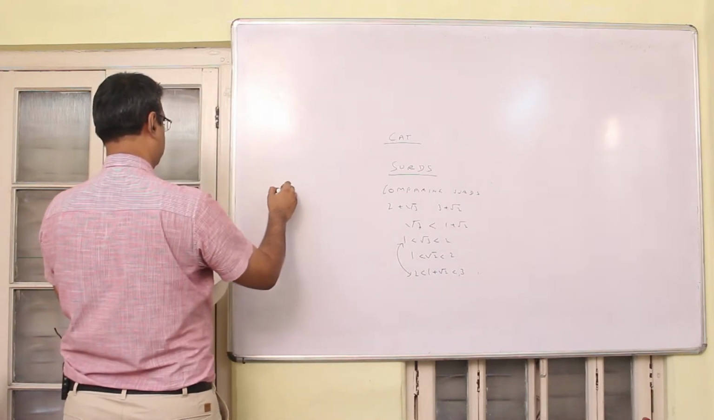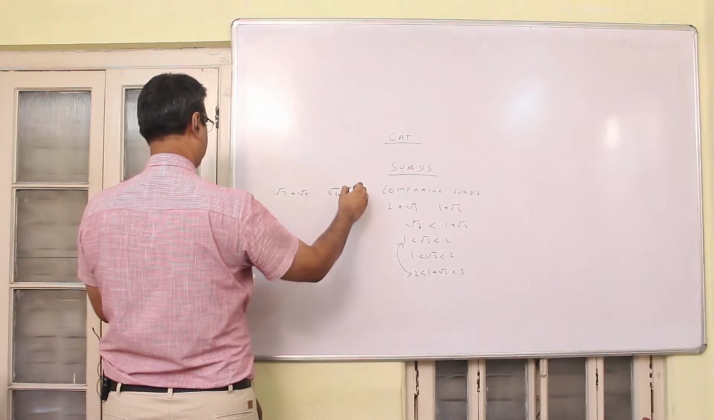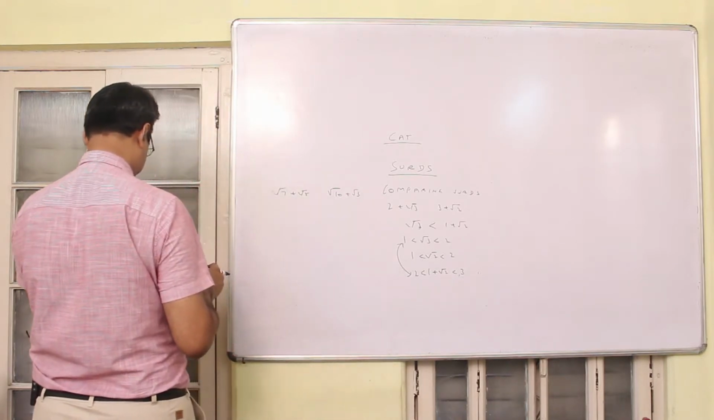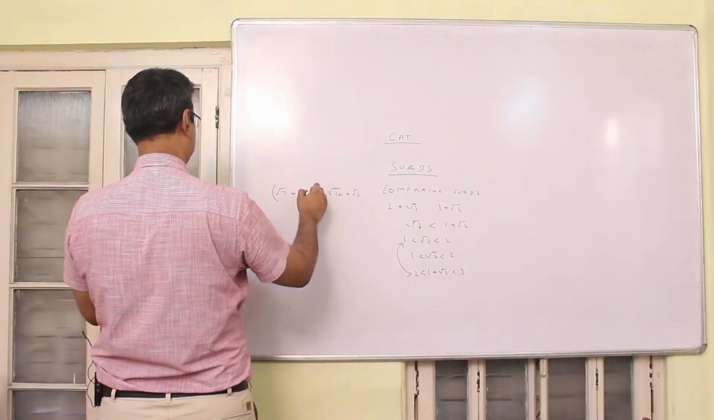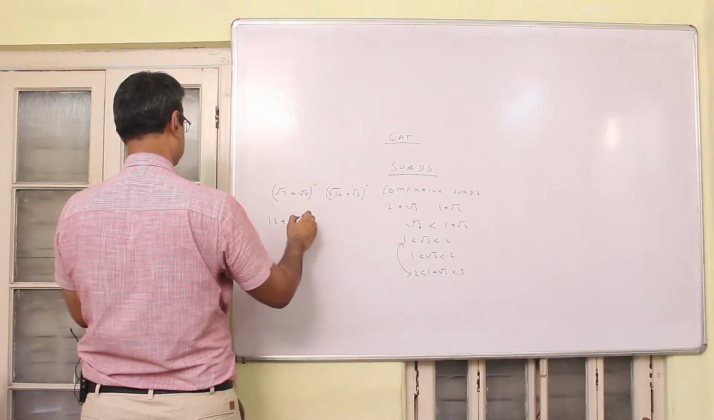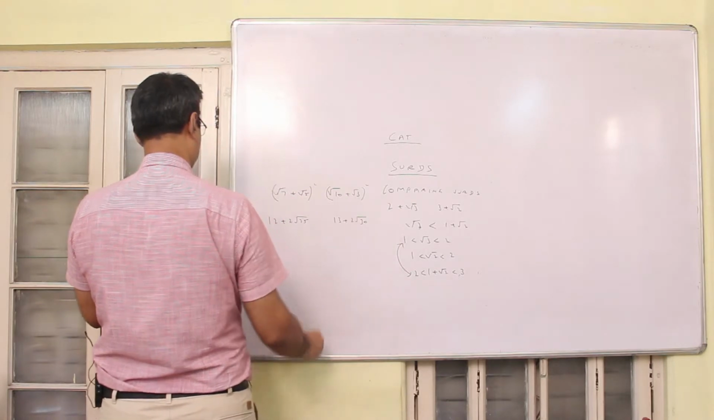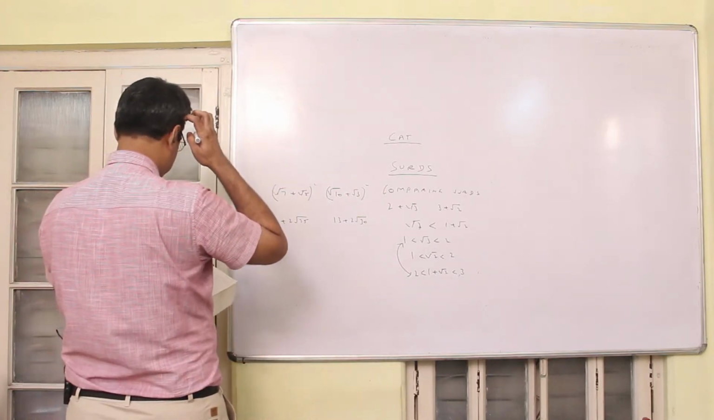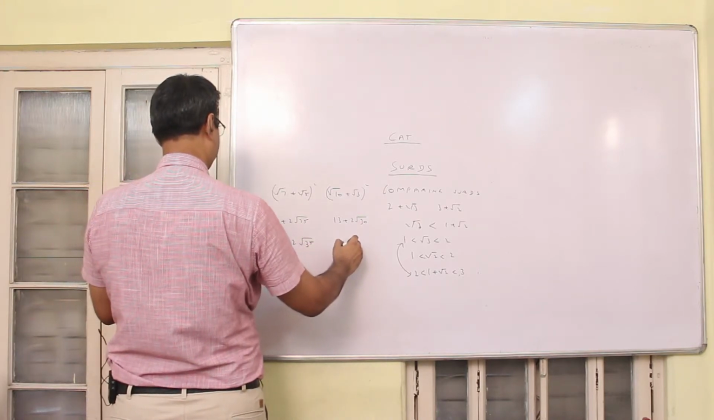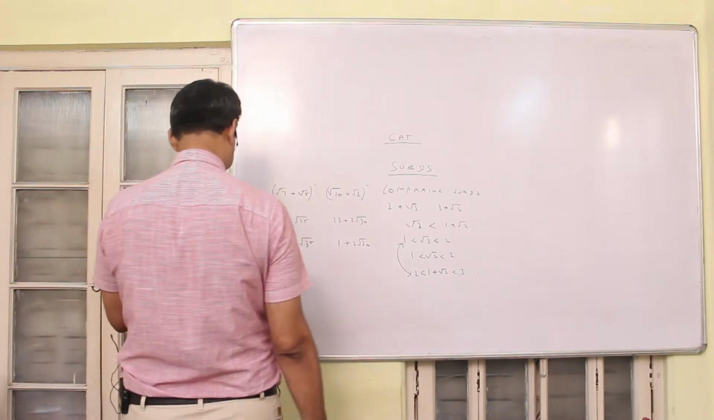Now suppose you have to compare root 7 plus root 5 and root 10 plus root 3. So first what you do, you square both of them. If you square this one, then after squaring, these are the results. Now subtract 12 from both sides. So these are the two results.